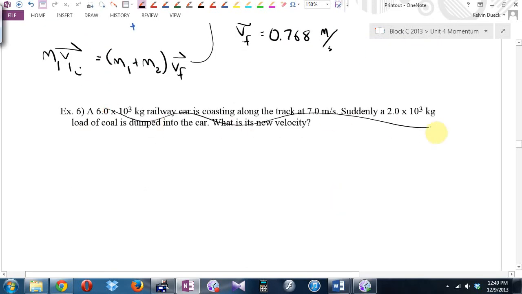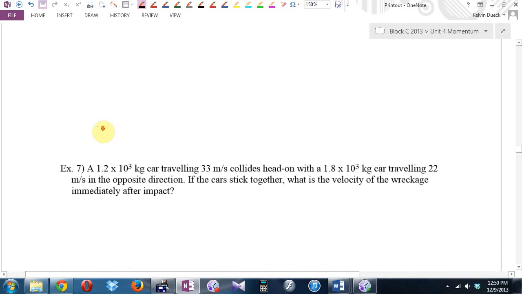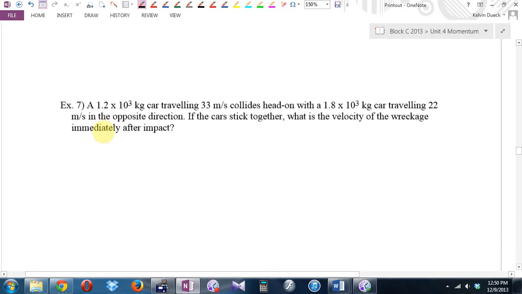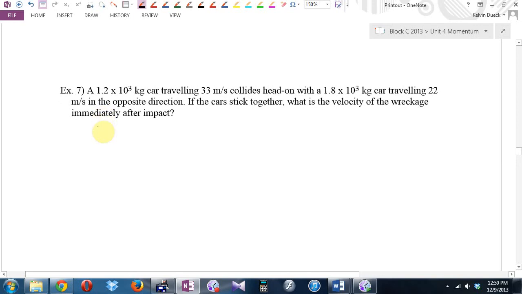Not a big fan of number 6. So skip number 6. The reason is I have the cart going this way along the railroad tracks, and it says a load of coal is dumped. I think the coal would kind of get dumped like that. I don't know. I'm not a big fan of number 6. I do like number 7. Read number 7.